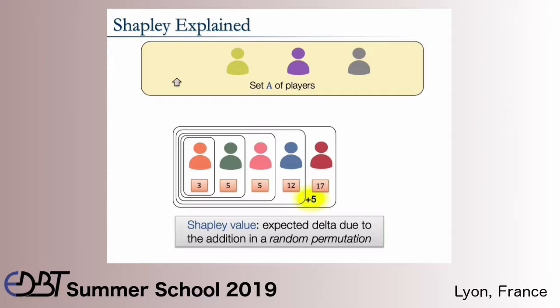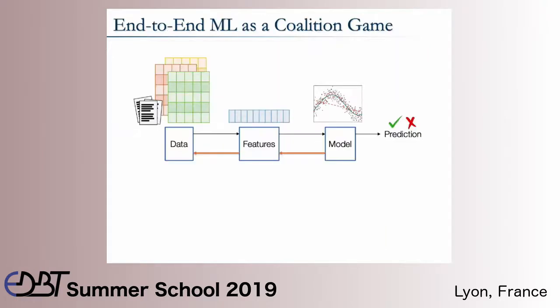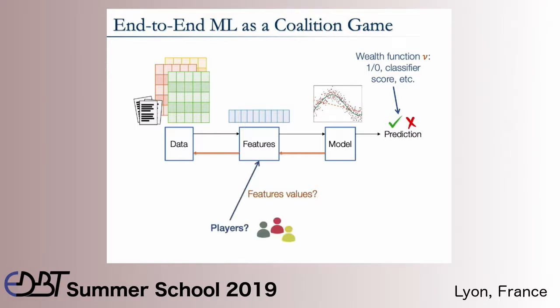It's very simple, very general, and has, as I said, some nice theoretical properties. And how is it related to what we're doing here? The wealth function can be the prediction itself or the score of the classifier. And then who are the players? Well, the players can be the feature values. And then you say, okay, how much is every feature value contributing to the coalition? I'm not being precise here, but this is the essence.